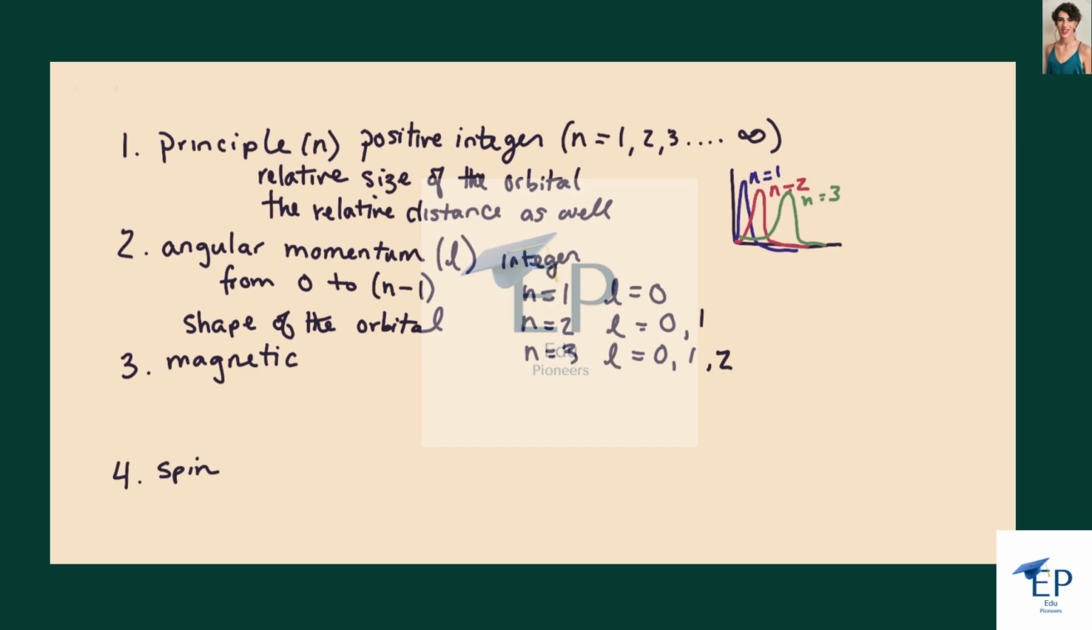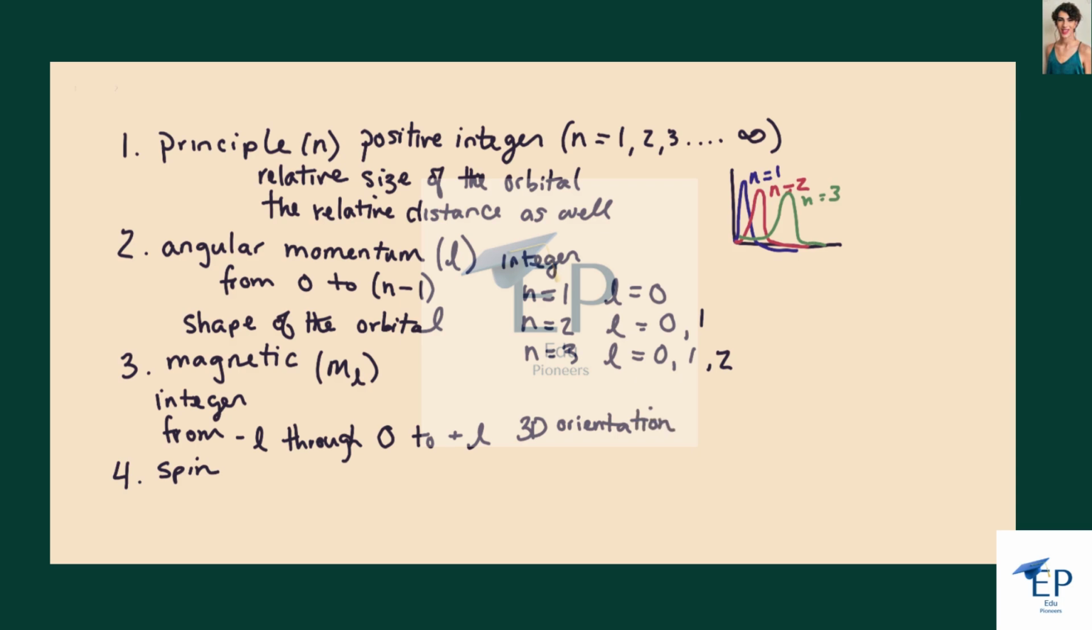So the magnetic quantum number is denoted by m sub L. And this one is an integer from negative L through 0 to positive L. And this gives us the 3D orientation around the nucleus.